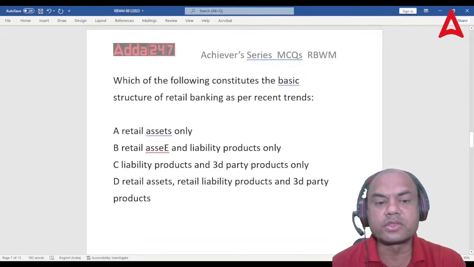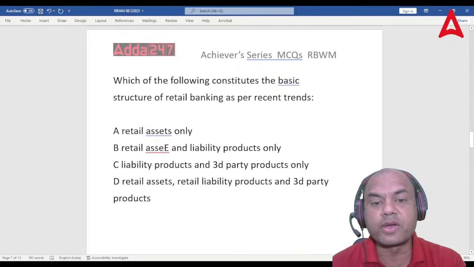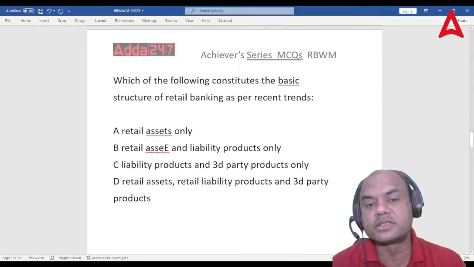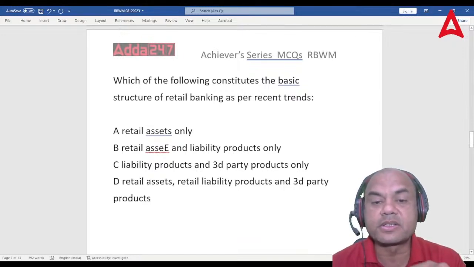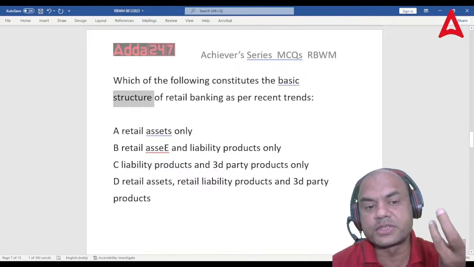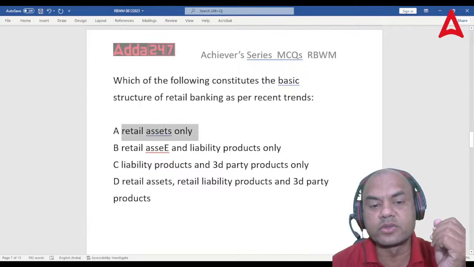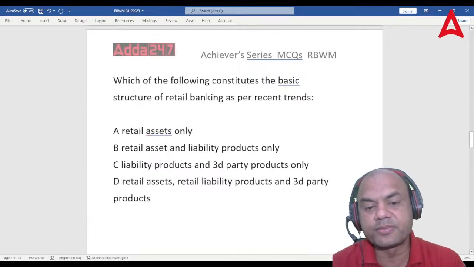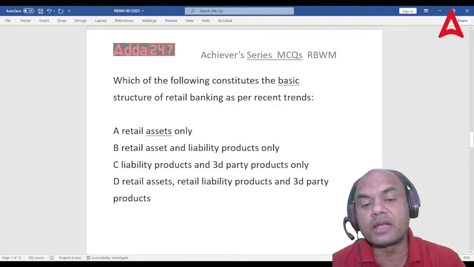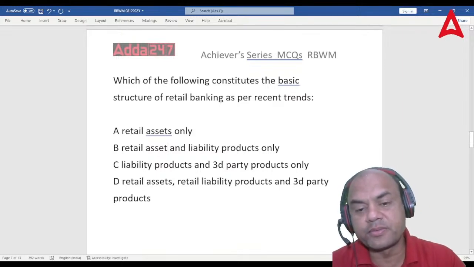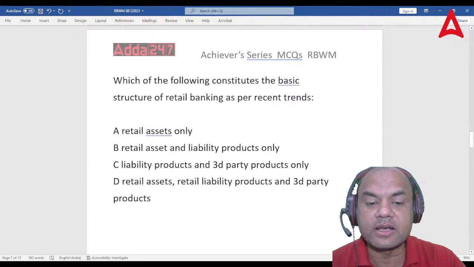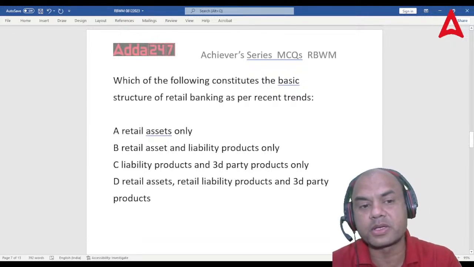Which of the following constitutes a basic structure of retail banking as per the recent trends? So constitutes a basic structure. Structure means what do we sell? Which one do we sell now? Do we sell retail assets only? Do we sell retail asset and liabilities? Do we sell liability and third party products only? Or do we sell retail asset, retail liability and third party products?